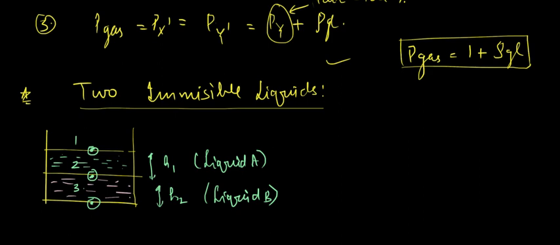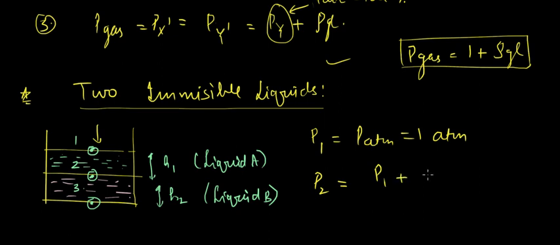So what is the pressure at point 1? The pressure at point 1 would be nothing but atmospheric pressure, which is 1 atm. What is the pressure at point 2? The pressure at point 2 would be the pressure at point 1 plus rho A, which is the density of liquid A, times g times H of A. Let's say this is HA and this is HB.